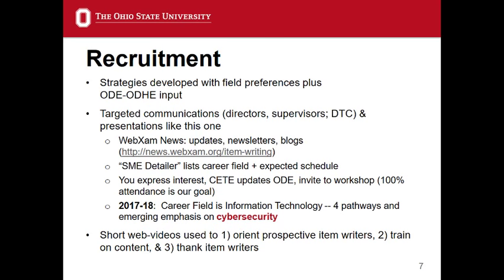Again, the main career field for this year is information technology. There are 4 pathways, and we hear there's an emerging emphasis on cybersecurity, and you just have to look at the news of the last few months to see how important that is. We also have some short web videos that are used to orient prospective item writers, train on content, and thank the item writers.